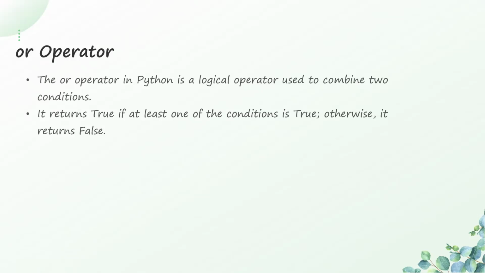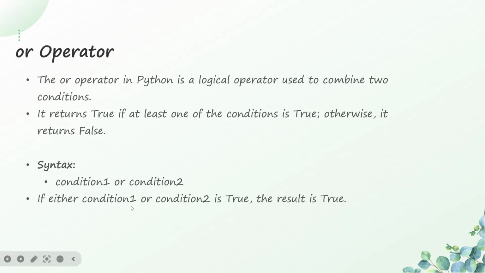Let's say the school says if you pay your school fees or you pay your departmental fee, you can write your exam. So all you have to do is to make sure you pay one of them. If you pay at least one, you can write the exam. If you do not pay the two of them, you will not write the exam. But if you pay one of them, that means one of them has become true, you will write the exam. So if either condition 1 or condition 2 is true, the result will be true.